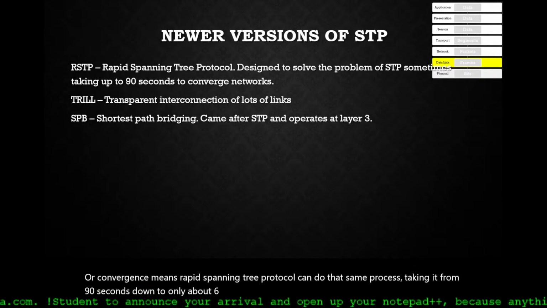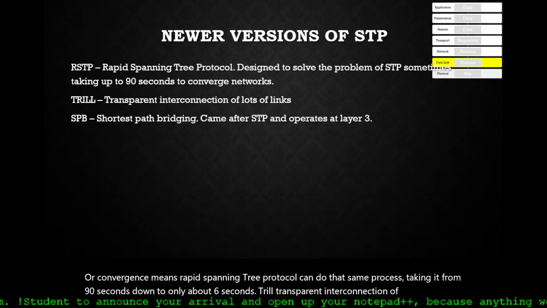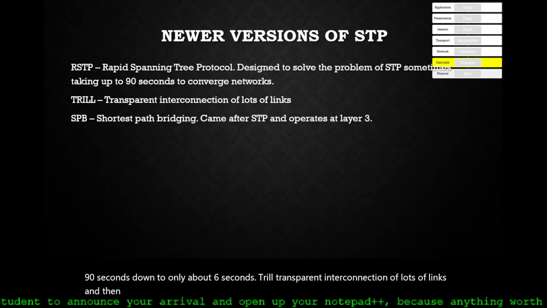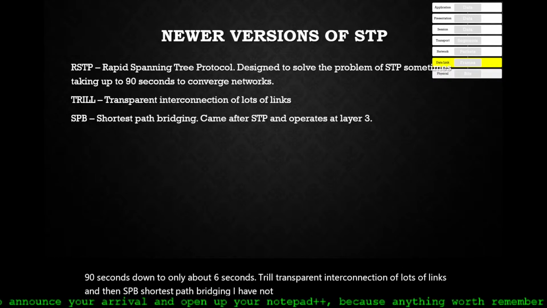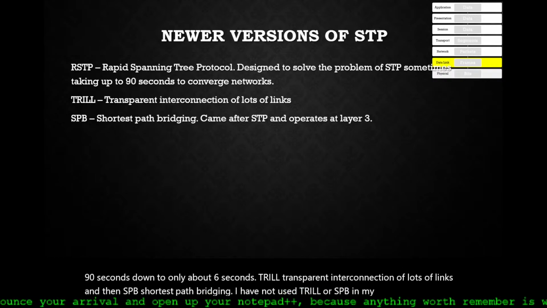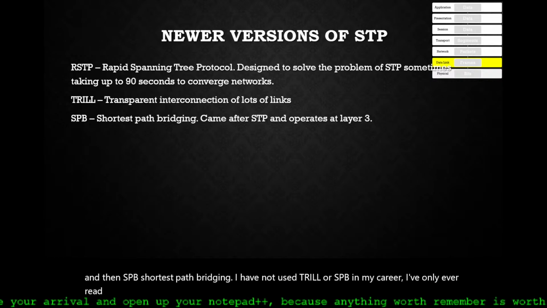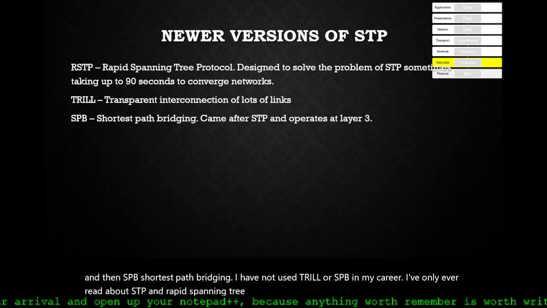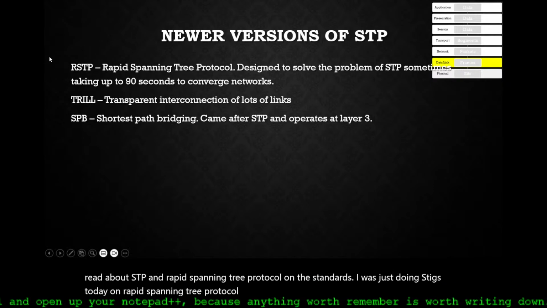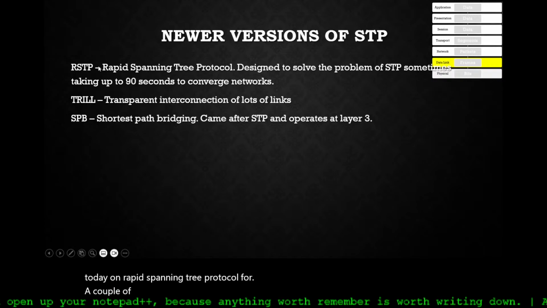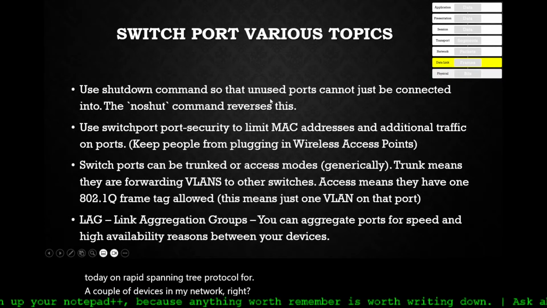TRILL, transparent interconnection of lots of links, and then SPB, shortest path bridging. I have not used TRILL or SPB in my career. I've only ever read about them. STP and Rapid Spanning Tree Protocol are the standards. I was just doing STIGs today on Rapid Spanning Tree Protocol for a couple of devices in my network. Right? All right. Switch ports, there's a bunch of various topics.